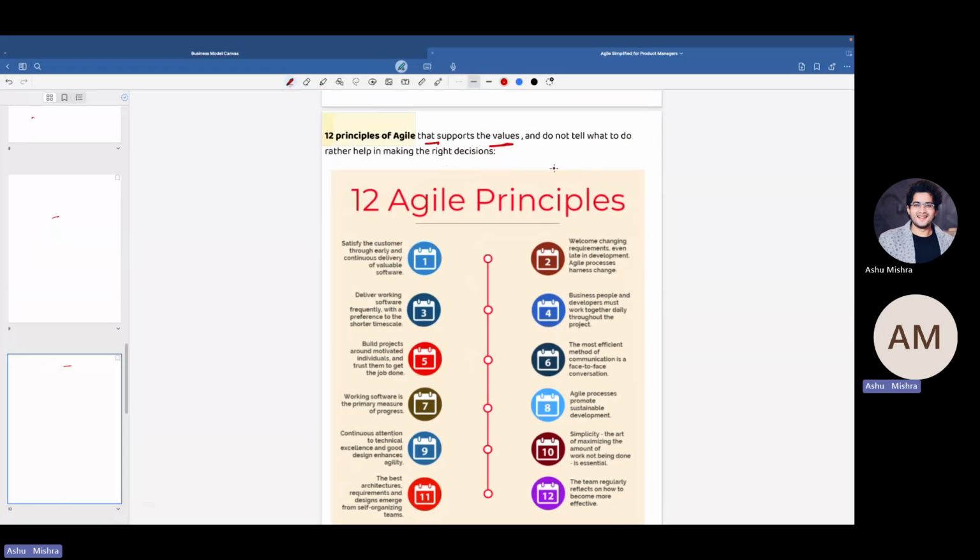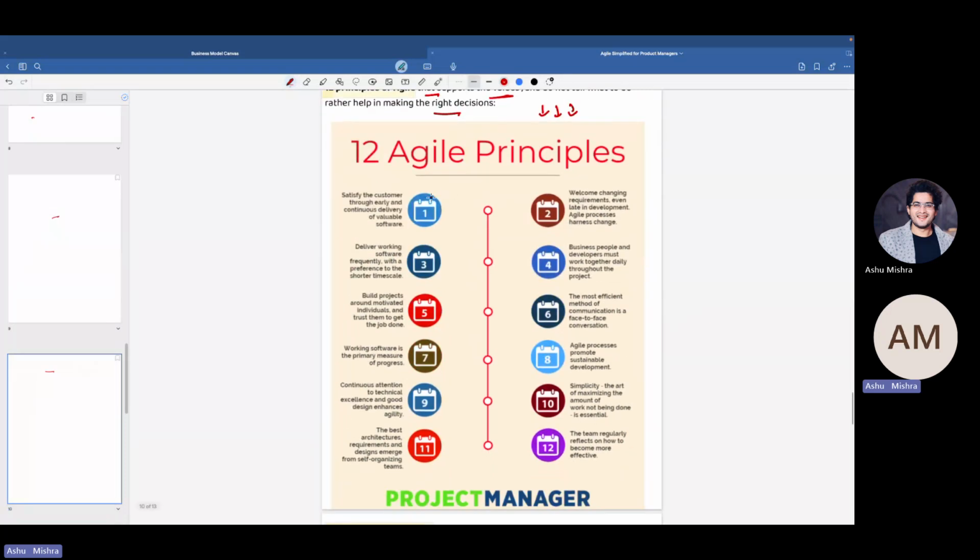Moving forward, what are the 12 principles of Agile that support these values? They do not tell you what to do. Rather, when you are in distress or perplexed, you should think about these 12 principles, and they will guide you in making the right decision. Let's go one by one through these 12 agile principles and understand what they are saying. You will also see that these 12 principles mirror the four values we just read.